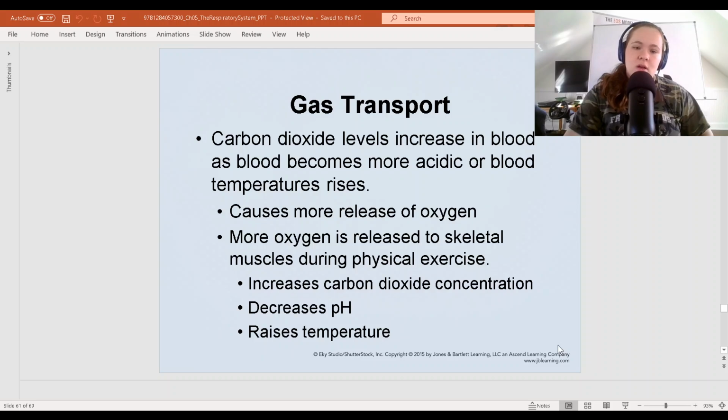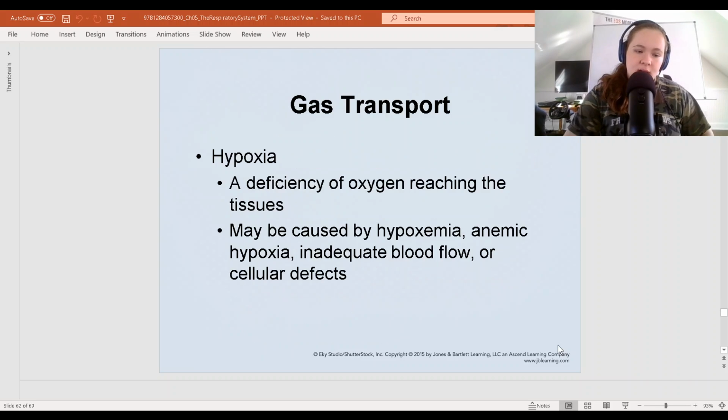In gas transport, carbon dioxide levels increase in blood as blood becomes more acidic or blood temperature rises. This causes more release of oxygen, and more oxygen is released into skeletal muscles during physical exercise. This increases carbon dioxide concentration, decreases pH, and raises body temperature. Hypoxia is a deficiency of oxygen reaching the tissues. This may be caused by hypoxemia, anemic hypoxia, inadequate blood flow, or cellular defects.